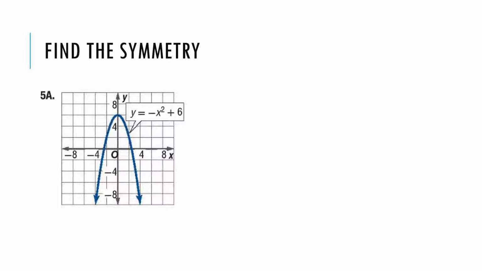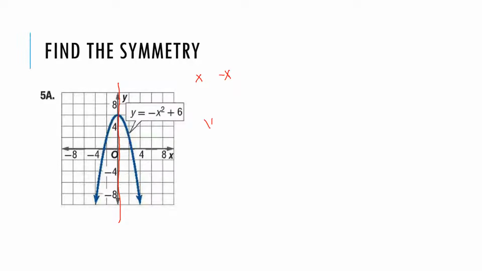Here's my first problem that I'm going to do. Looking at this, to me, I can say it looks like it's symmetric about the y-axis. This kind of looks like my mirror. So if that looks like my mirror, I'm going to be looking for a y-symmetry. For the symmetry about the y-axis, that means I need to plug in x with negative x.